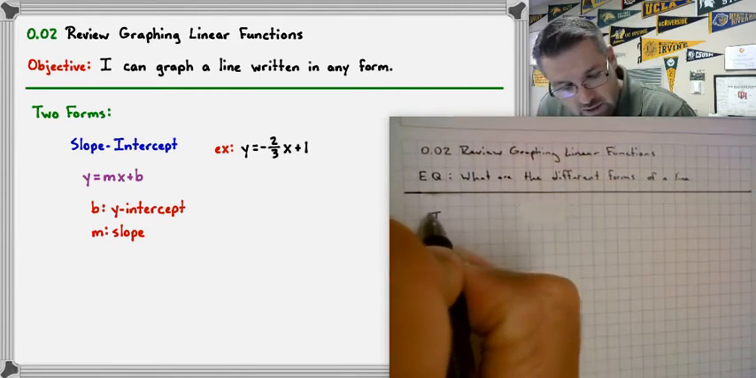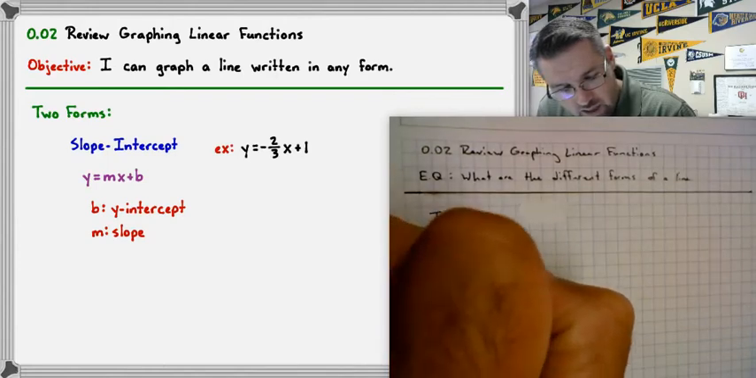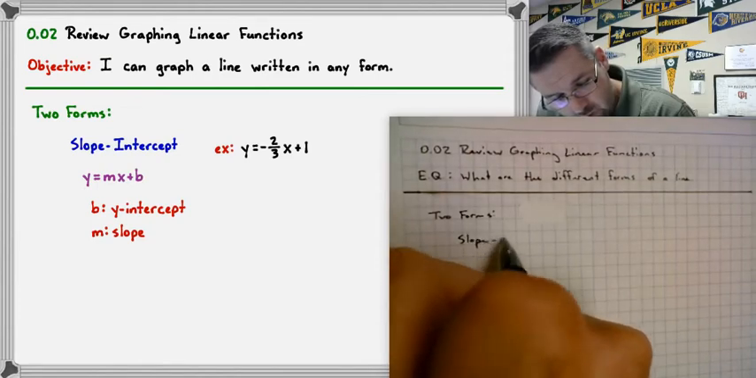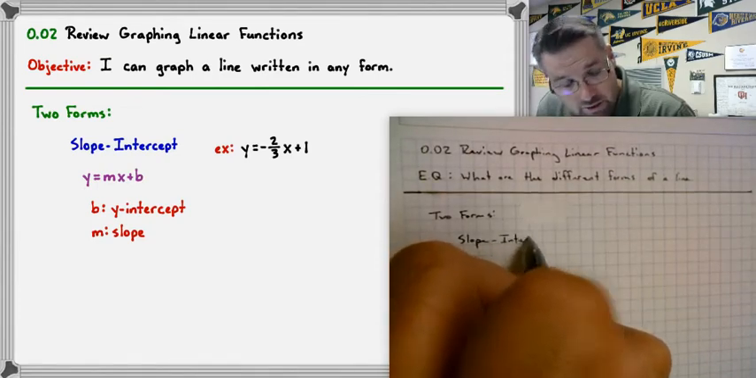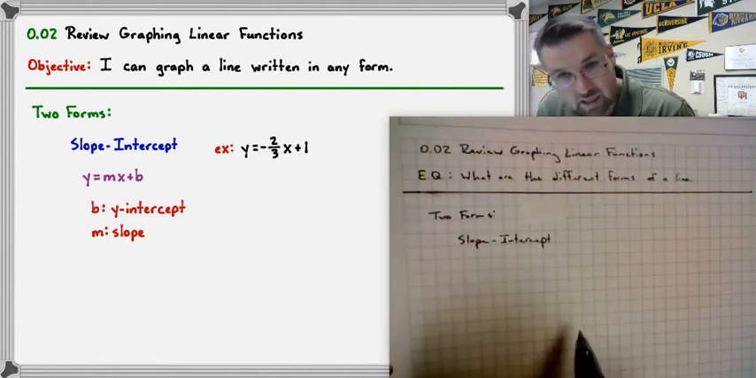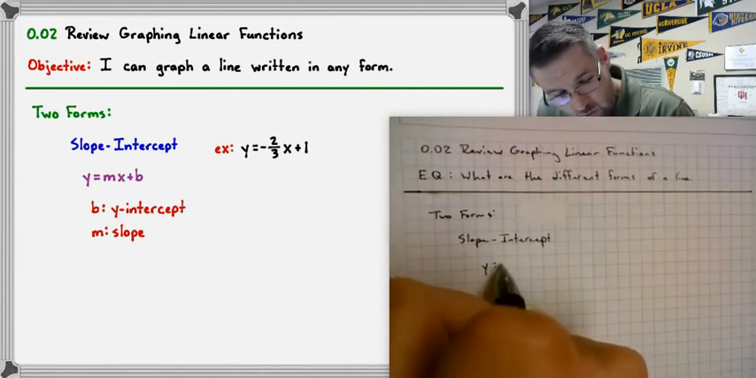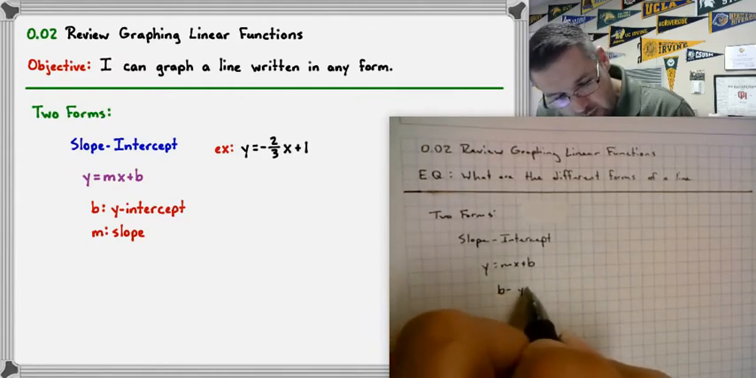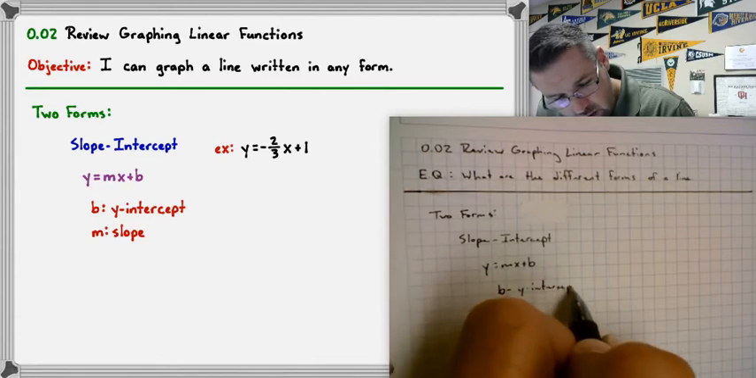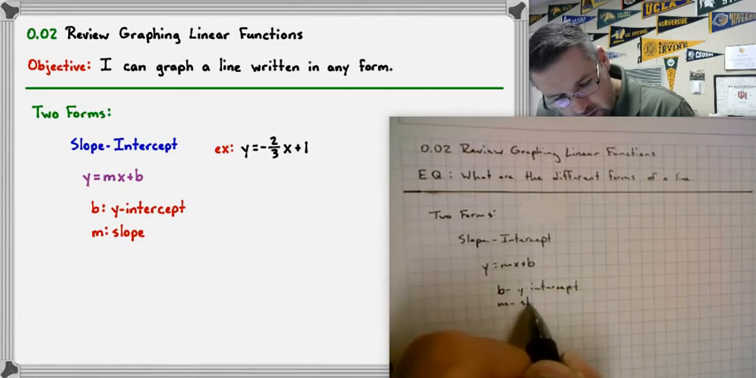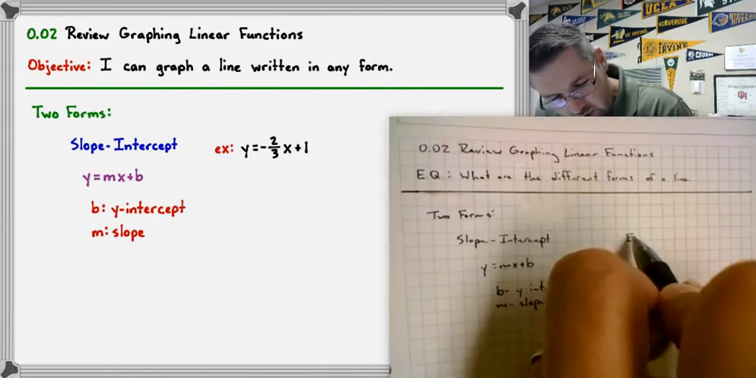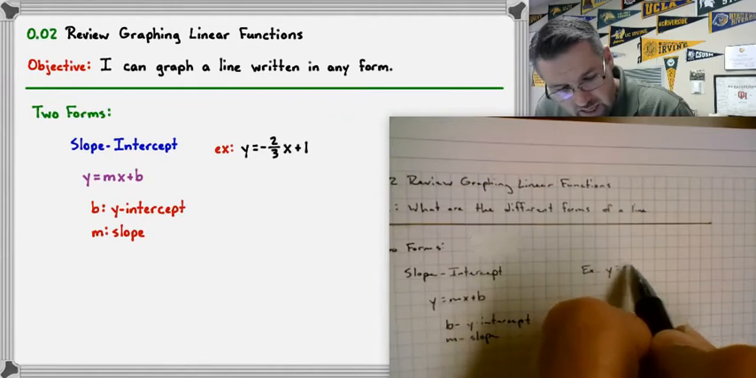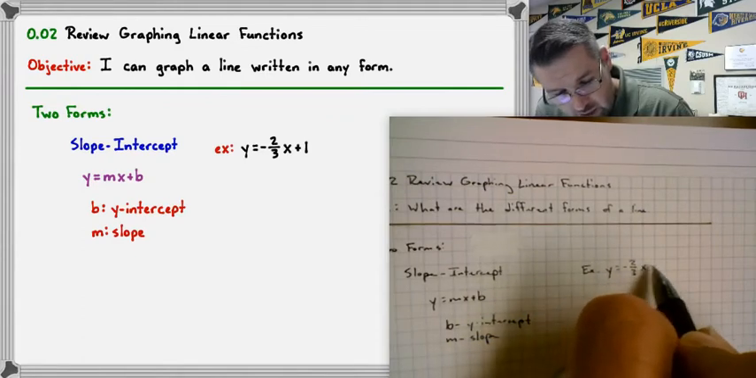So let's see, two forms. And I'm not going to always take notes with you guys. I'm just trying to help you understand how I expect it to be done. Slope-intercept form is y equals mx plus b, and we know that the b is the y-intercept, and that the m is the slope, okay? So our example of this, our example says y equals negative 2/3 x plus 1.